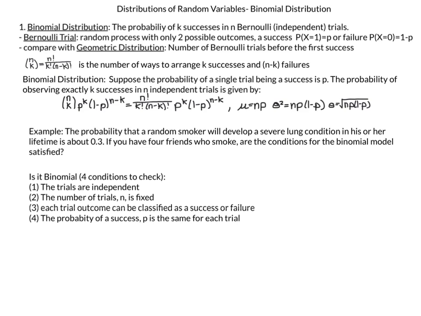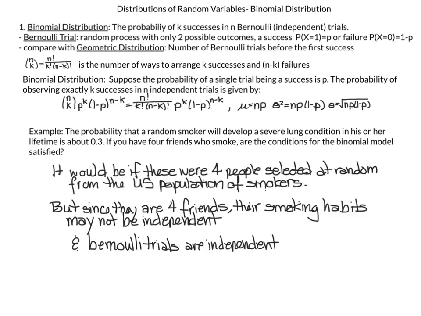So let me write this summary down. It would be independent if these were 4 people selected at random from the US population of smokers. However, they are 4 friends, and their smoking habits may not be independent, and Bernoulli trials are independent. So the 4 friends, that's the thing that tells us maybe this is not a binomial model.